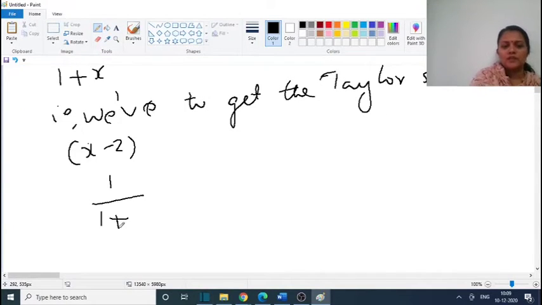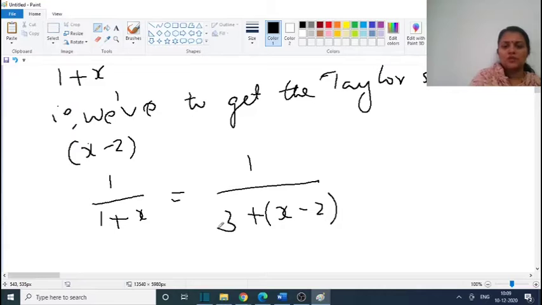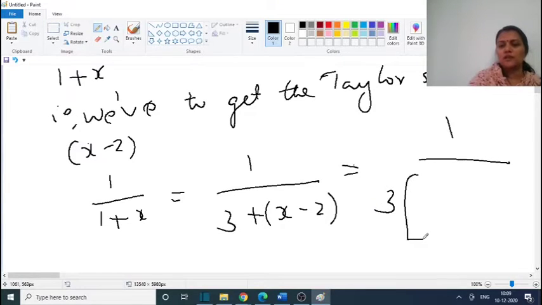1 by 1 plus x is equal to 1 by, we have to get it in x minus 2. So the term is 3, 3 plus (x minus 2) is x plus 1. So now we have to get the series. We have the formula for 1 by 1 minus x. For that we have to make the constant term 1, so we have to divide by 3. So this becomes 1 plus (x minus 2) by 3.